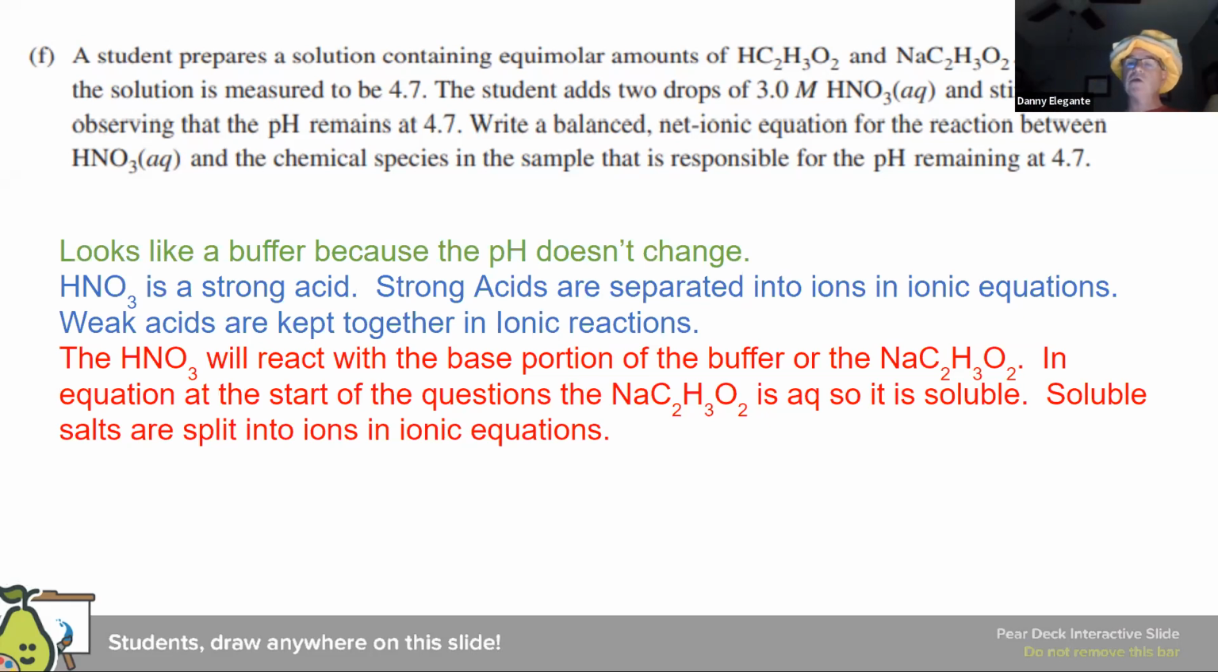Now, in the equation, it tells you the sodium acetate is aqueous, so we know it's soluble. Anything with sodium is soluble, right? Group 1 things, nitrates are all soluble, right? So anytime we have a soluble salt like sodium acetate, we want to split it into ions as well. So we're going to split apart the nitric acid, and we're going to split apart the sodium acetate.